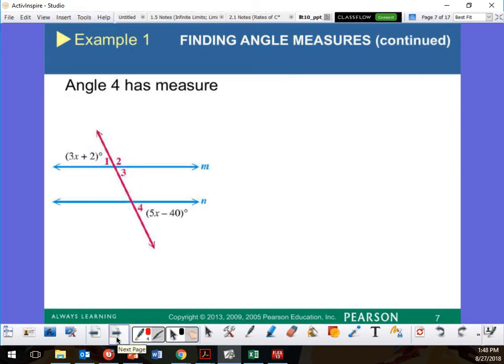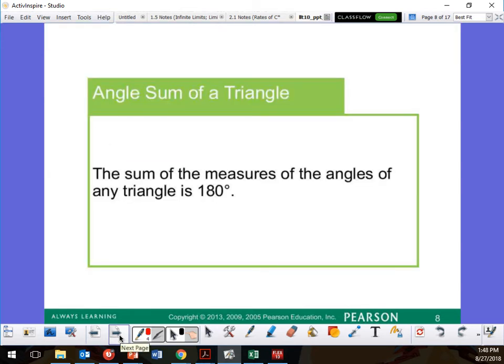Next problem. Angle 4 has measure. Wait, hold on, crap. Is that the same problem again? Yeah. Dang it, I just copied it twice. Sorry. Hey, look, we did all that in the first one.